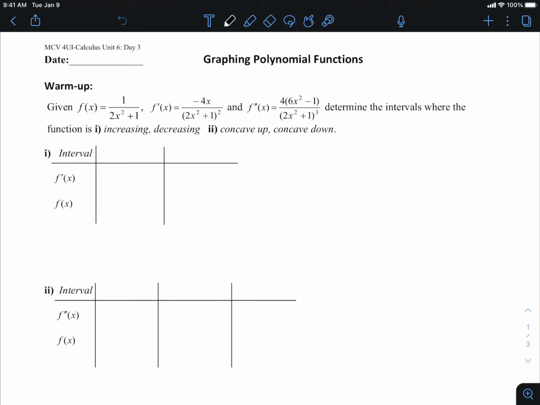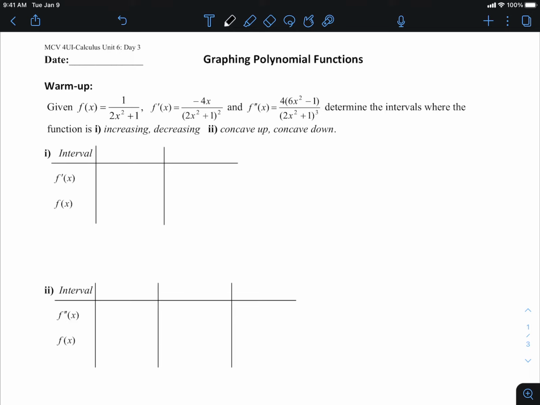We've been nice here and we've given you the derivative and the second derivative. What we want to do is just determine the intervals where the function is increasing, decreasing, and then for part 2, where it is concave up or concave down. Okay, so it's almost like a recap of yesterday and how you guys should be setting this sort of thing up for looking at the graphs of these polynomial functions, if you will.